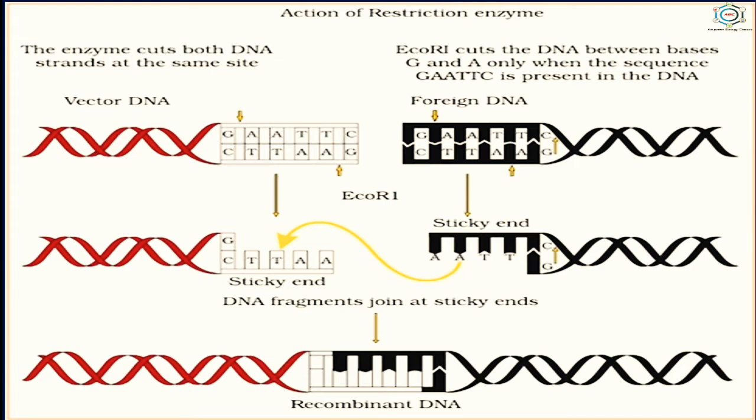Before this, here you can see the steps in the formation of recombinant DNA by the action of the enzyme restriction endonuclease. You can see here the vector DNA and the foreign DNA, then the role of E. coli, then DNA fragments join at sticky ends, and the recombinant DNA formation occurs. That means addition of vector DNA with the foreign DNA. So this is the whole action of the restriction enzymes.